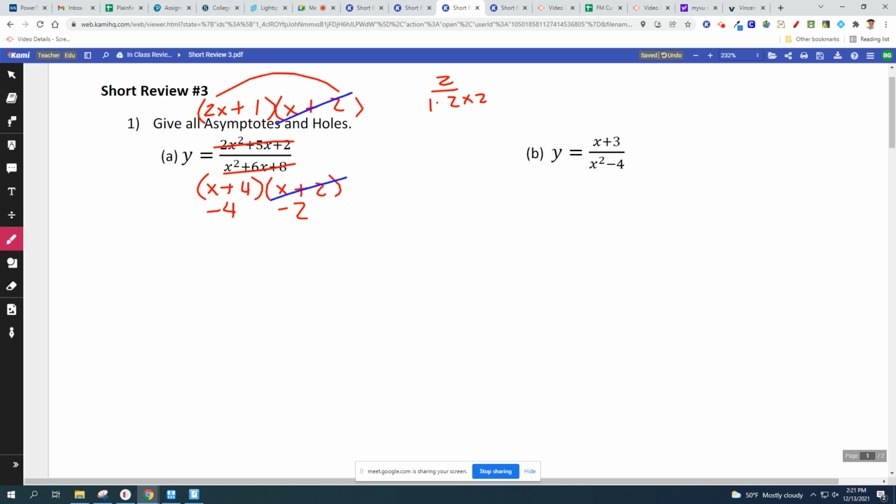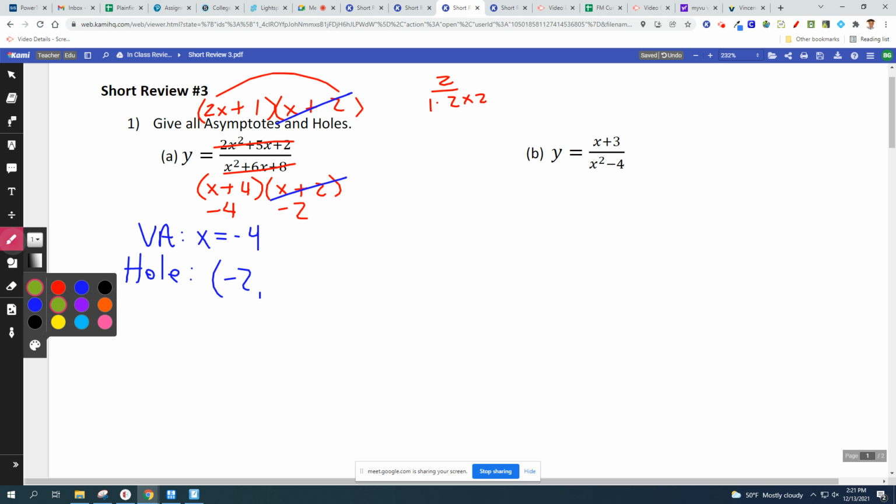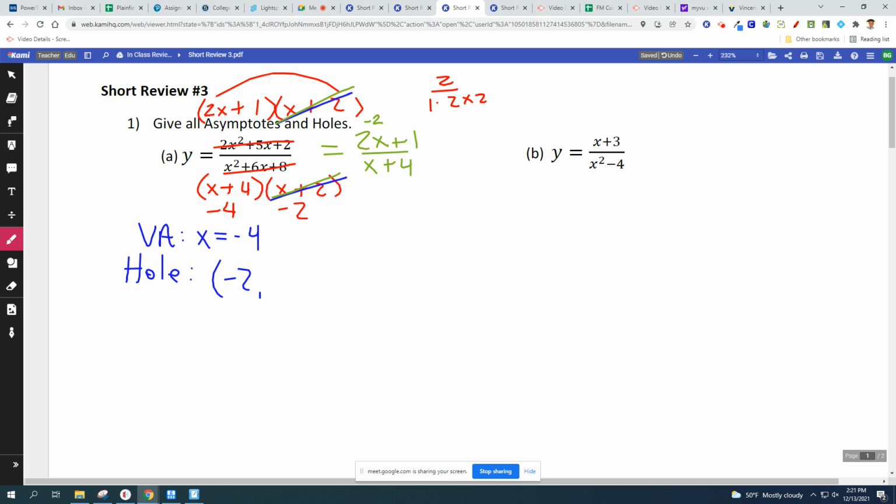So the one that does not cancel out, you're going to have a vertical asymptote at x equals negative 4. But the one that does cancel out is going to be a hole. So a hole at negative 2 comma something. And to find what that something is, you look at the fraction where you canceled stuff out, and look at what's not canceled out. If you reduce this, it reduces down to 2x plus 1 over x plus 4. And so what you do is plug in that negative 2 and see what you get.